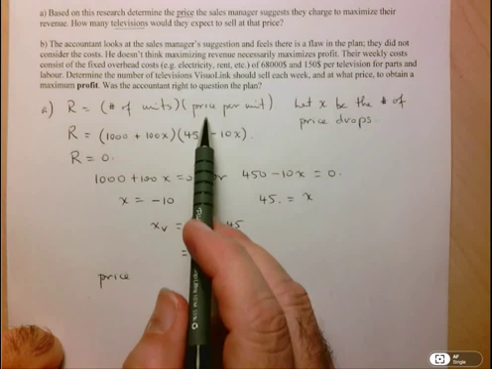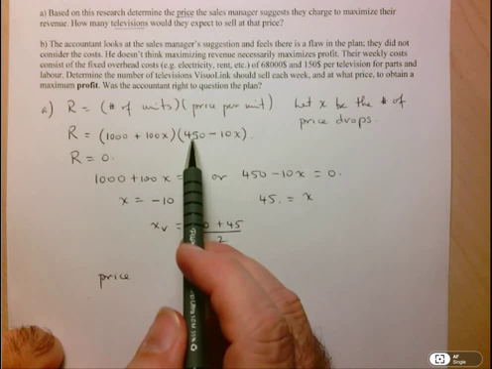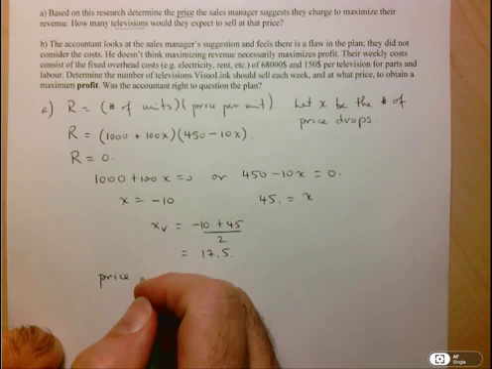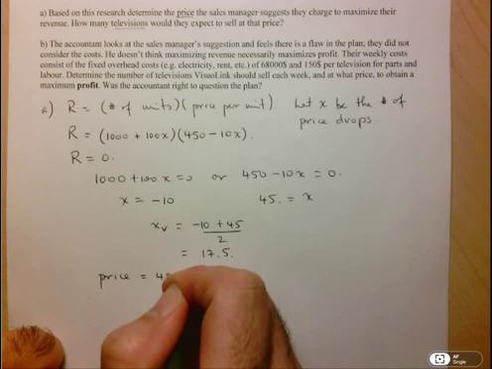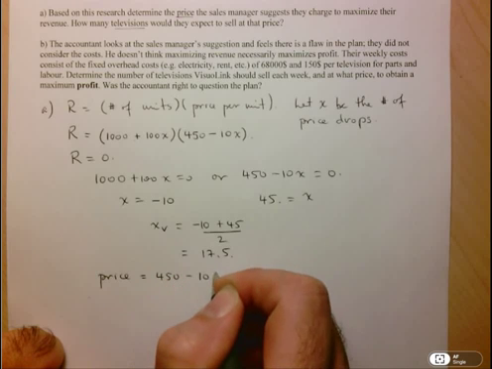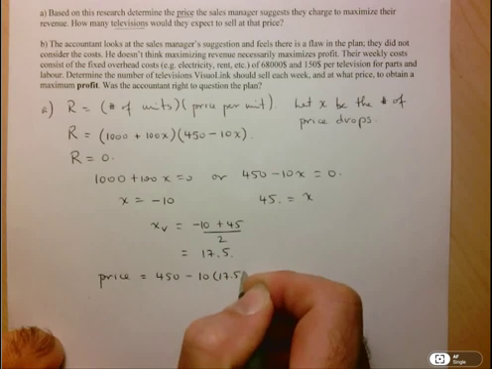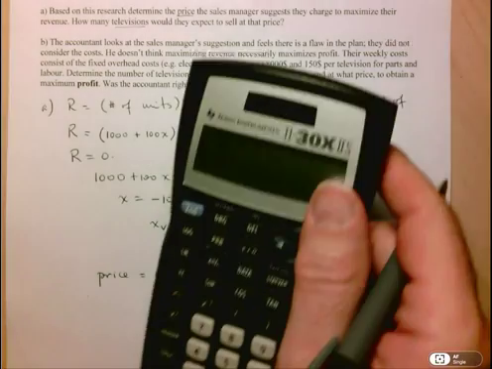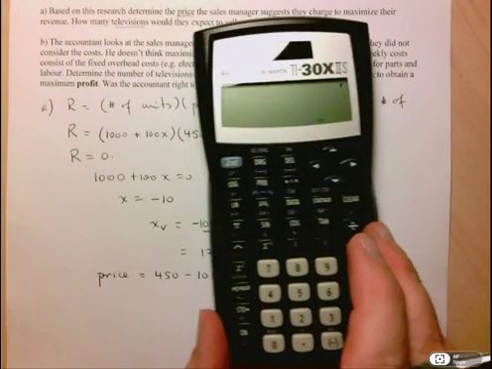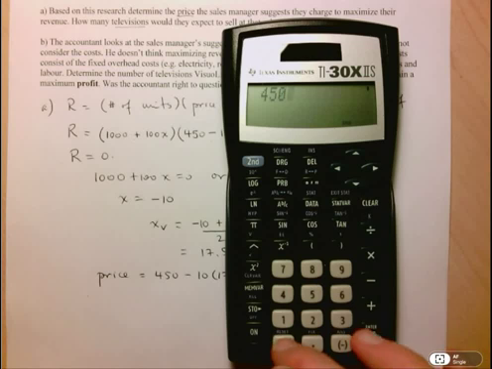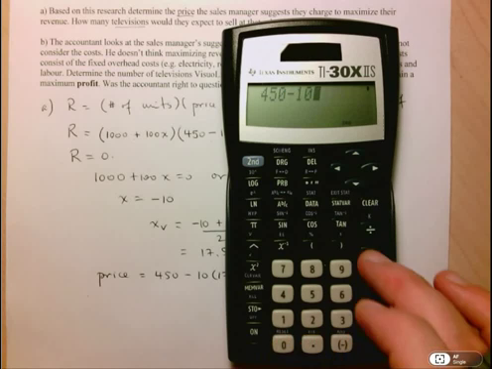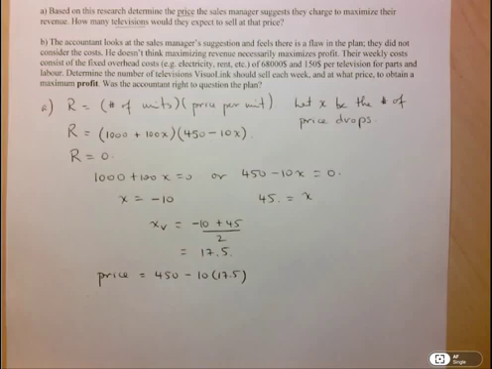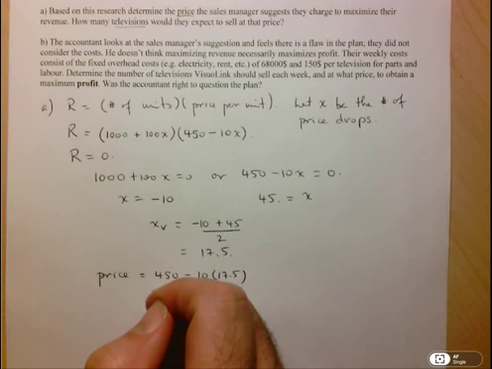And remember that we wrote an expression for the price based on x. That's our 450 minus 10x. So our price is given by 450 minus 10 times 17.5. And I'm sure we can do that in our heads, but let's just check that out with our calculator here. So we've got 450 minus 10 times 17.5. And so that gives us $275.